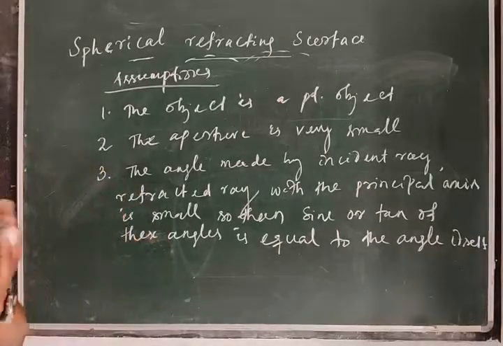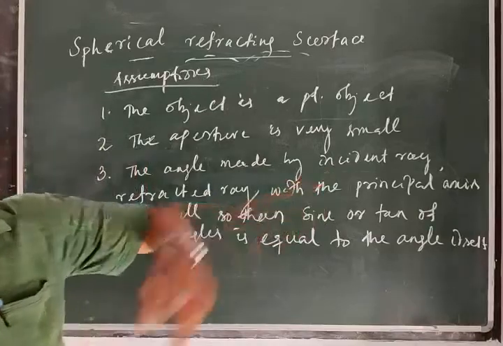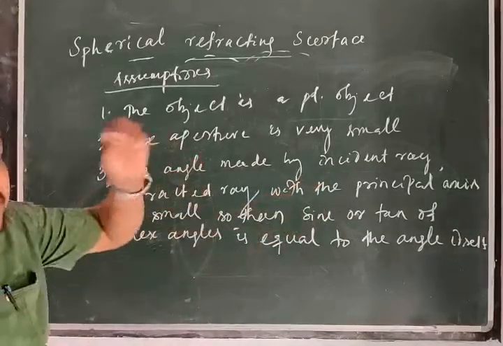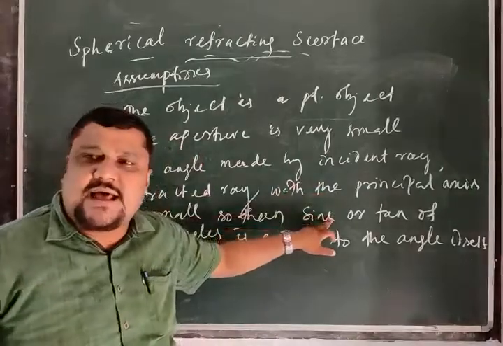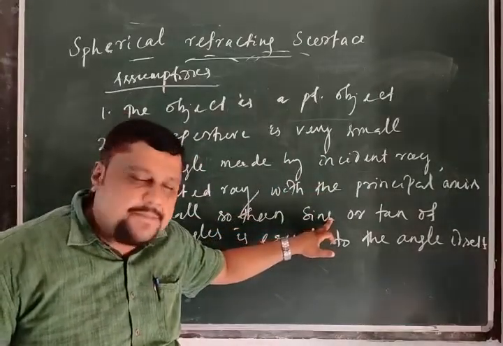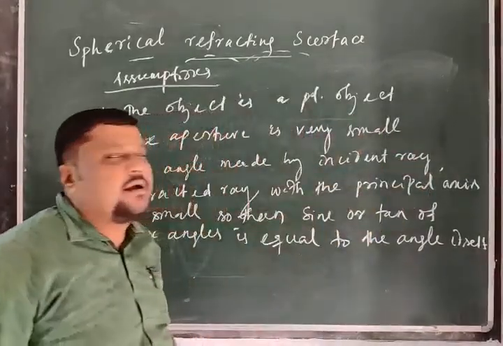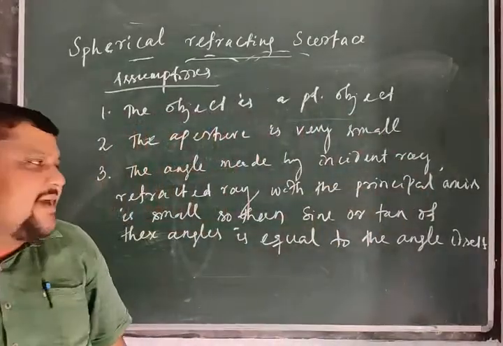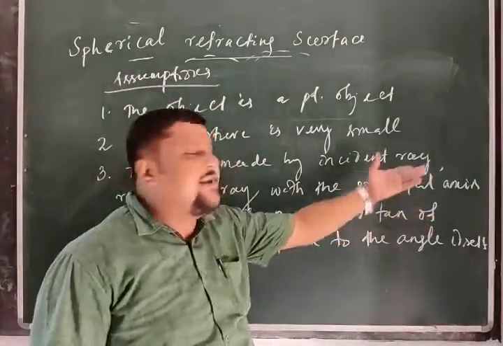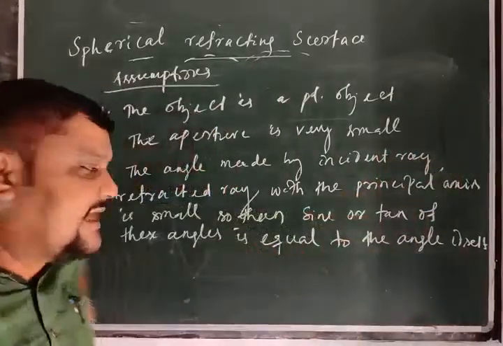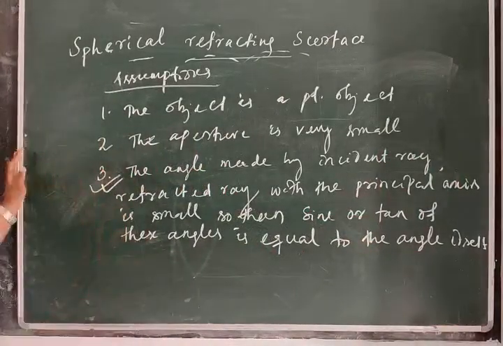If the angles are small, then you can take sine theta. If the angle made by the incident ray with the principal axis is, suppose, I, then sine I is equal to the angle itself, that is I. Similarly, tan I you can take as I. Or if it makes an angle beta, sine beta is equal to beta, tan beta is equal to beta. You can say the angle itself.